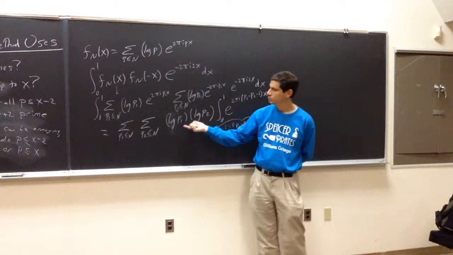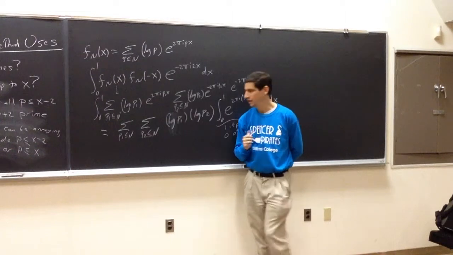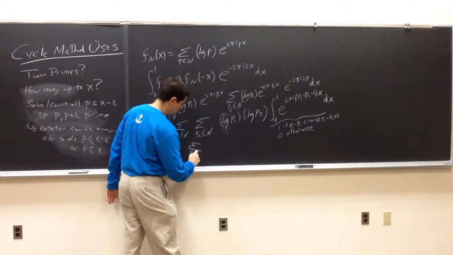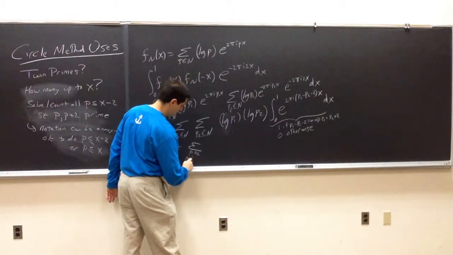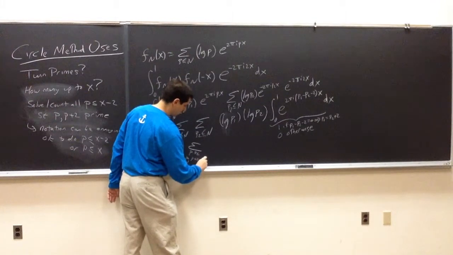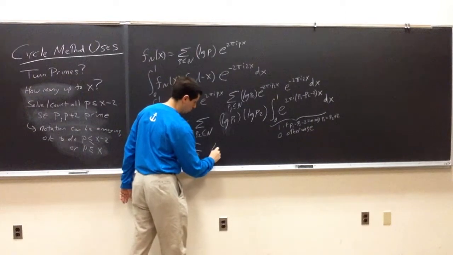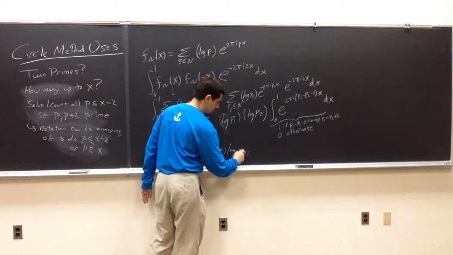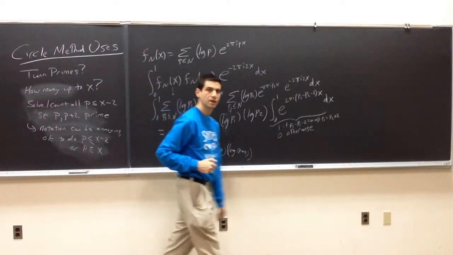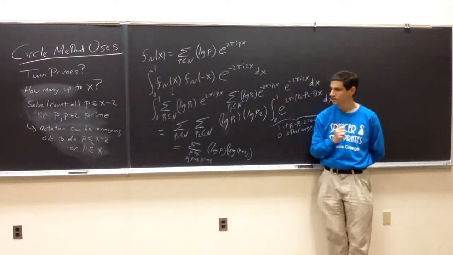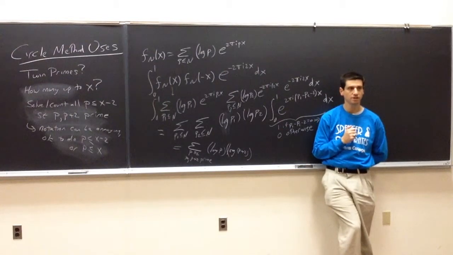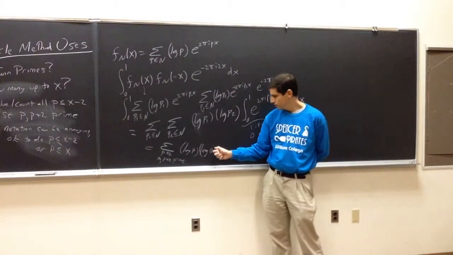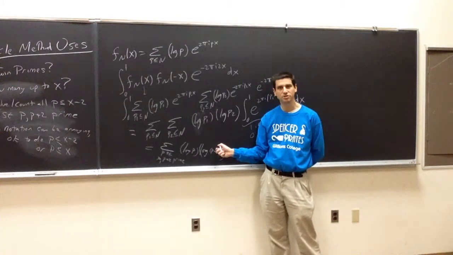And now we are left with the weighted sum. And so this now gives us the sum over p such that p and p plus 2 are prime, log of p log of p plus 2. And that's going to give us a weighted count of how many twin prime pairs there are up to n. Can I just write p here instead of p plus 2?